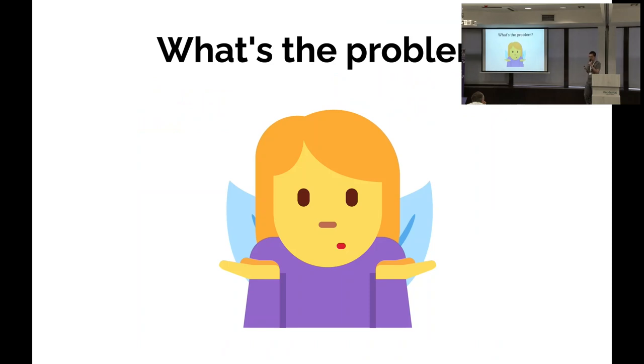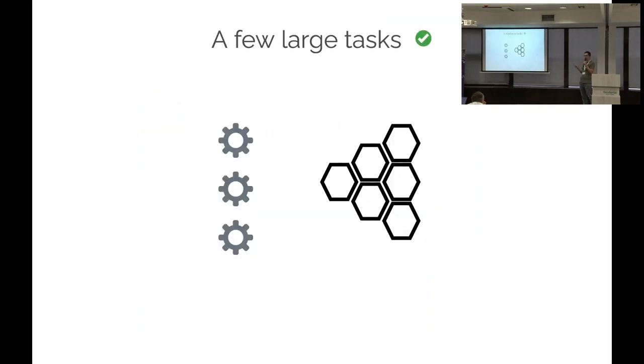So if we have just a few tasks, some large computations that run for hours, for example, some MPI programs, and we just put them on a few nodes of the cluster, this is quite fine. Like, this works with Slurm, it's okay. But not all use cases look like this.